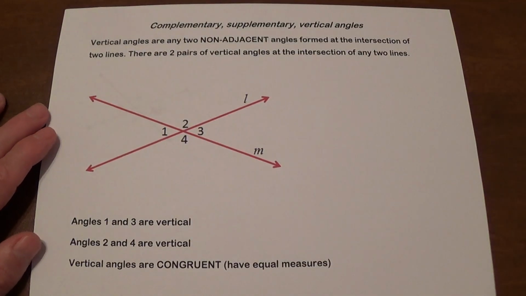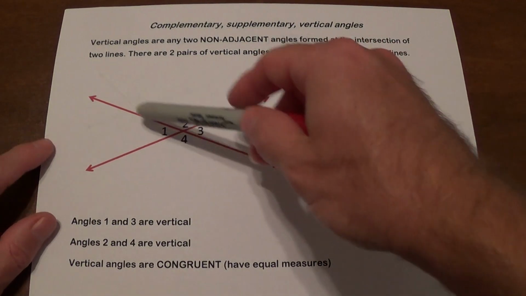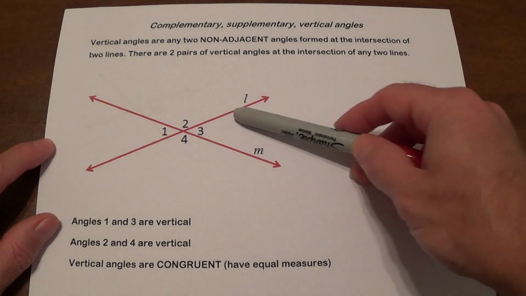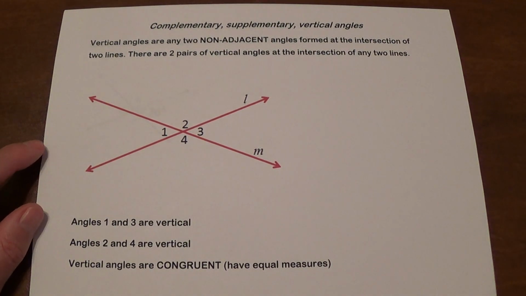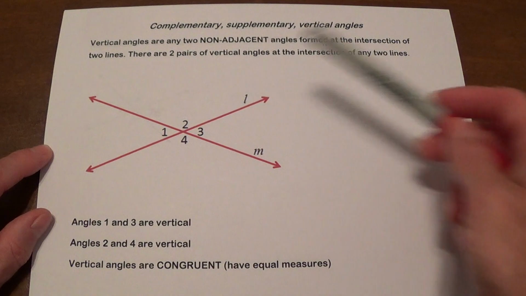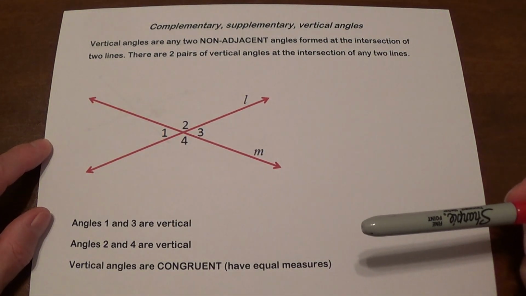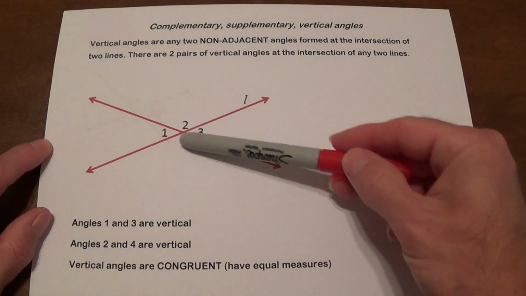Moving on. What angles do we call vertical angles? Those are any two non-adjacent angles that are formed at the intersection of two lines. So two lines intersect each other. Non-adjacent angles are angles that do not share a common side. Those would be angles 1 and 3, and also angles 2 and 4. They always come in pairs. You actually have two pairs of vertical angles here, angles 1 and 3 and angles 2 and 4.